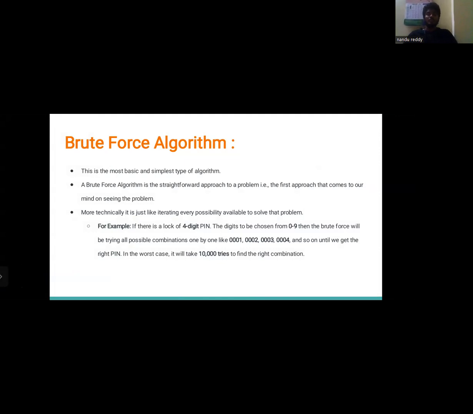For example, if there is a lock of four digits, each digit to be chosen from 0 to 9, then brute force will be trying all possible combinations one by one, like 0001, 0002, 0003, 0004, and so on until we get the right one. In the worst case, it will take 10,000 tries to find the right combination. Worst case, okay?